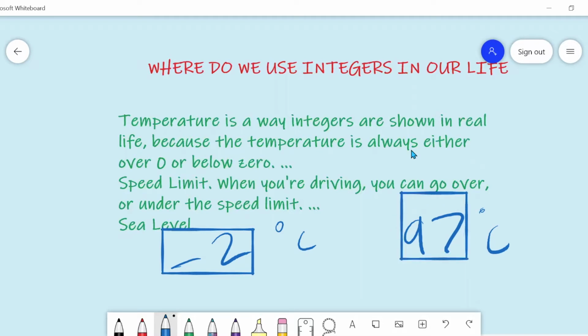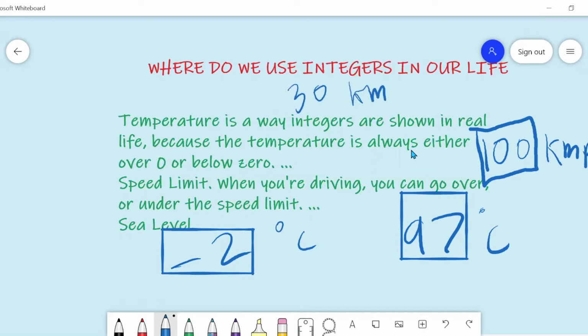Okay. Now let's take another example: speed limit. Let me tell you why. Because I drive my car at 100 km per hour on the highway. So 100 is an integer. So we can say that speed is also an integer. And another example of speed is the speed limit of 30 km per hour. So 30 is an integer.